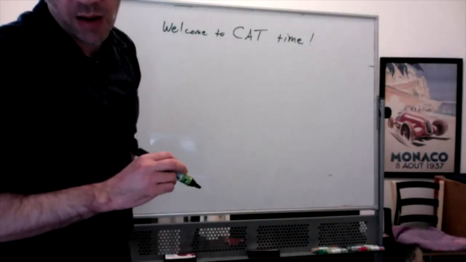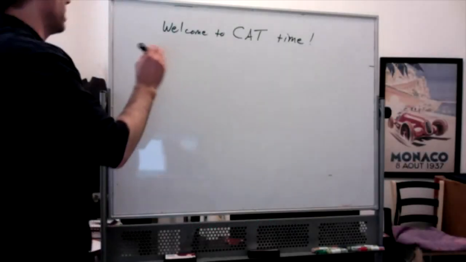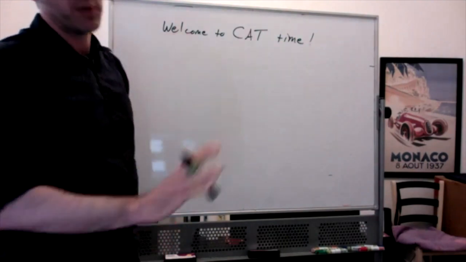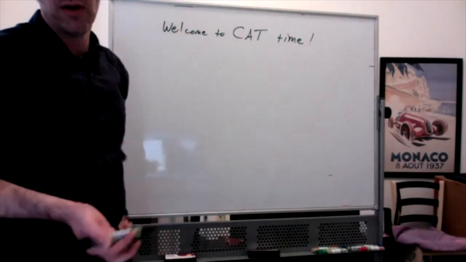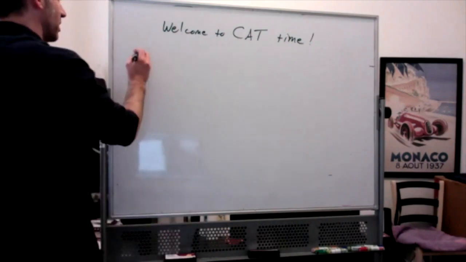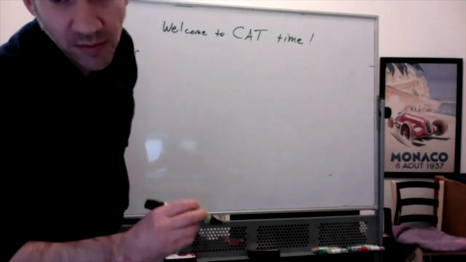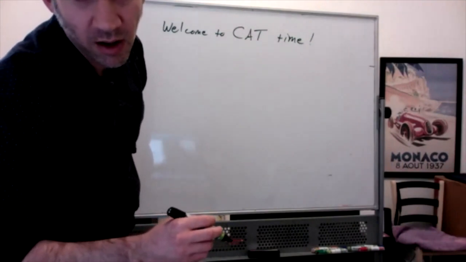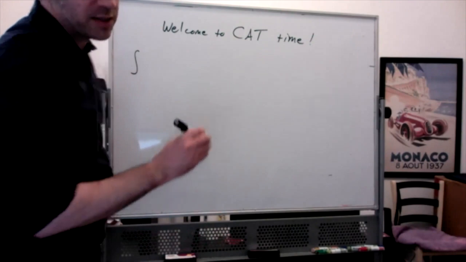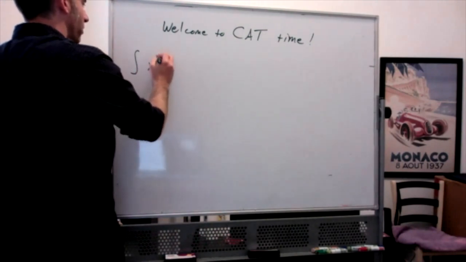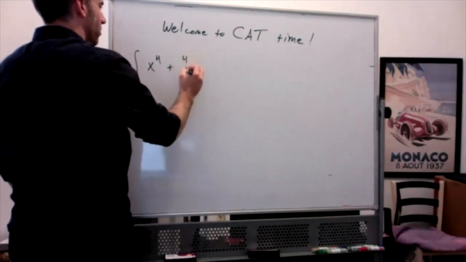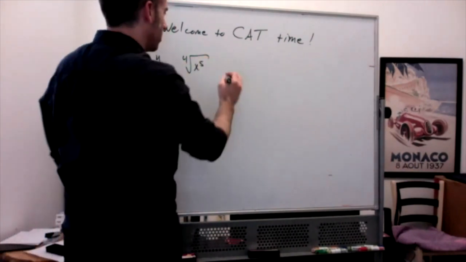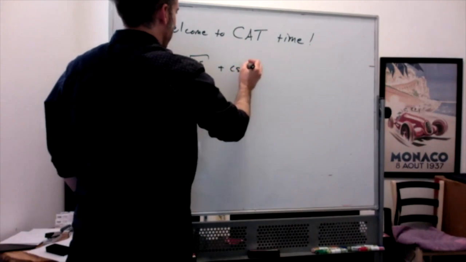Let's find some antiderivatives. Again, we're going to use the notation with the integral symbol, just believing that yes, that means antiderivative. So let's find the antiderivative of, say, x to the fourth plus the fourth root of x to the fifth plus cosecant squared x dx.